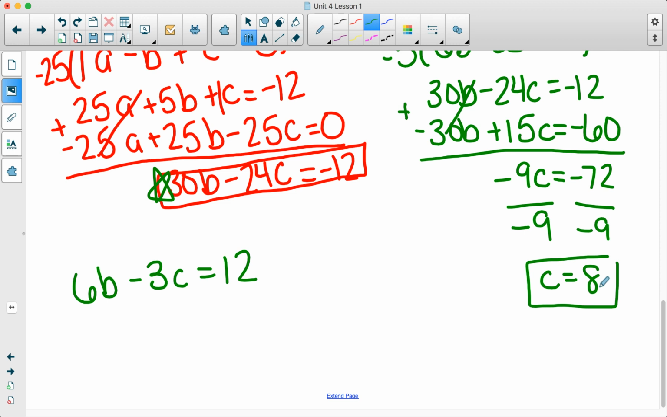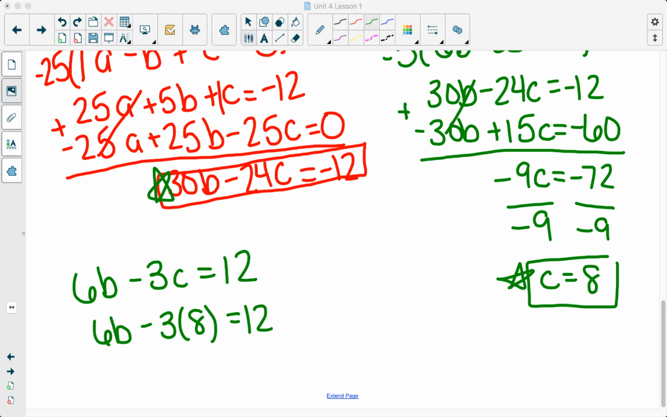Come over here, I've got 6b minus 3c equals 12. All right, I now know from over here that c is equal to 8. So I'm going to take this 8 and I'm going to substitute it in for c. So I've got 6b minus 3 times 8 equals 12. And I'm just going to solve this equation.